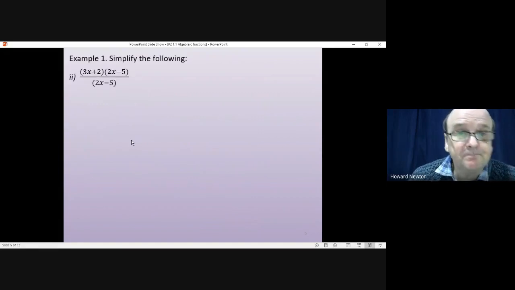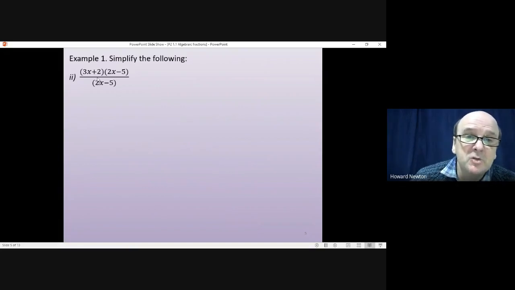Question 2. Now, question 2, there are no tricks, no catches here. The top is factorized into 2 things being multiplied together. The bottom has one of those things on it. So from the numerator, we can cancel the 2x minus 5. From the denominator, we can cancel the 2x minus 5. And that takes us straight to the answer, which is just 3x plus 2.